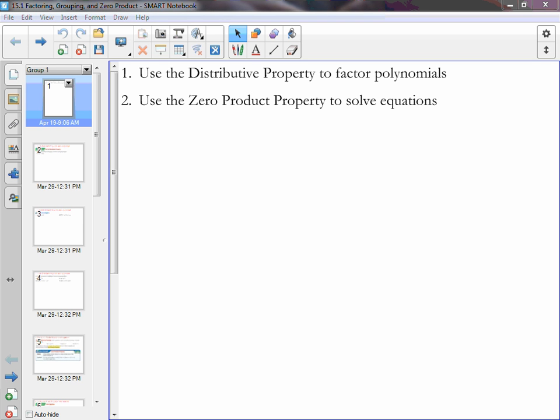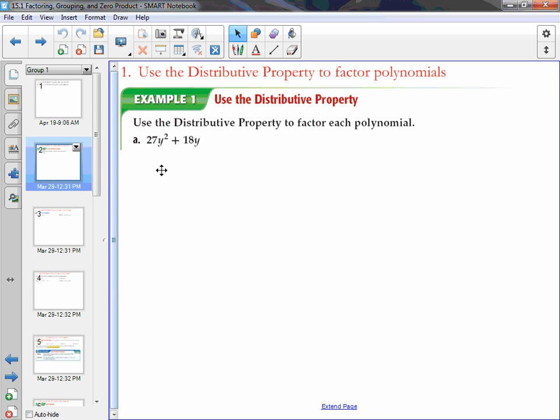So we're going to use the distributive property to factor polynomials, and then we're also going to use something called the zero product property to solve some equations. All right, so write these examples down as we go because none of this is in your book. It says to use the distributive property to factor each polynomial. So the first one they give us is 27y squared plus 18y.